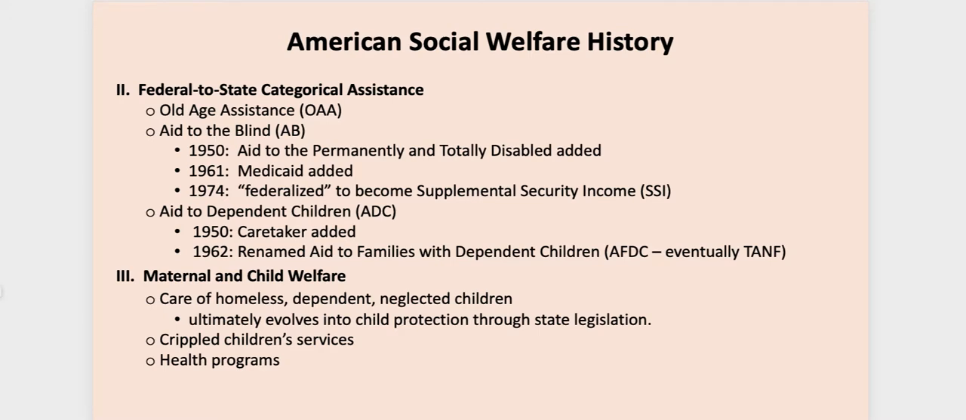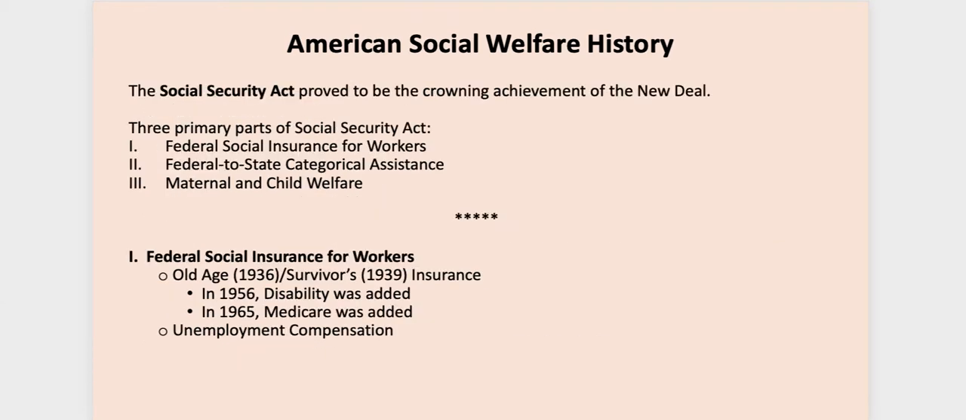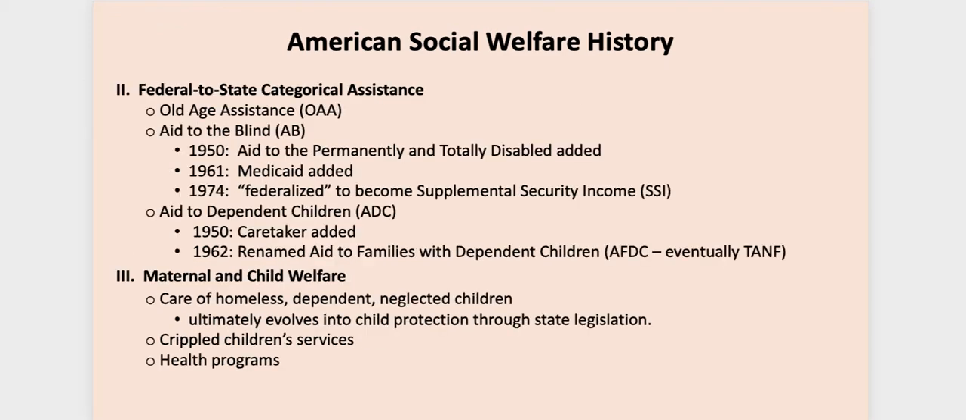Federal to state categorical assistance. Old age assistance for those individuals who, in order to qualify for the federal social insurance for workers, you have to contribute to the Social Security Fund over, I think it's 40 quarters, a significant amount of money over 40 quarters or 10 years. Once you've done that, then you're eligible for Social Security retirement. But if you retire, you're not working, and you haven't contributed to the Social Security system for that amount of time, you would be eligible for old age assistance in those days, which of course, provided much less.